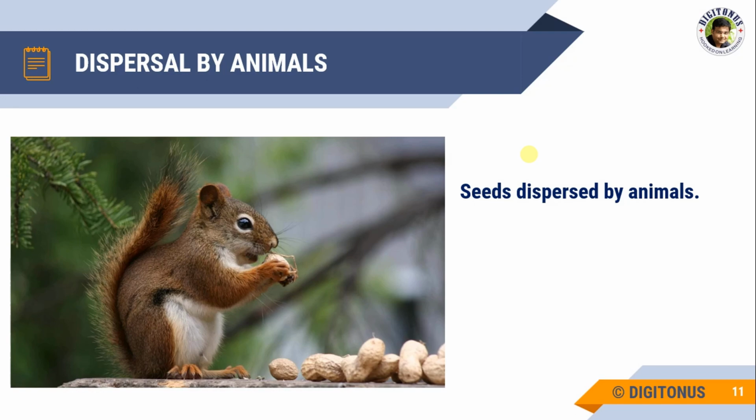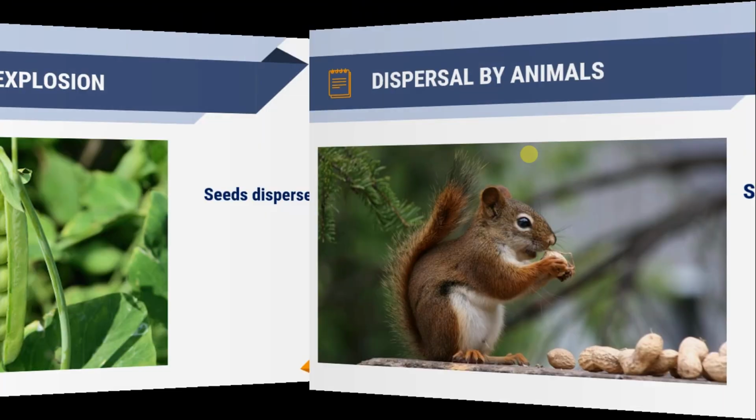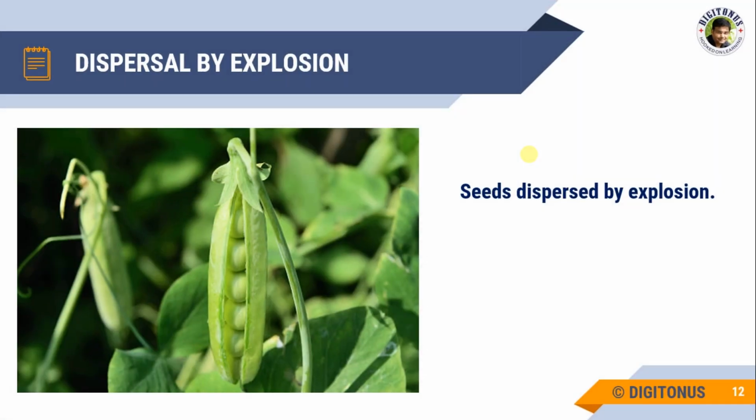Our last method of dispersal is dispersal by explosion. Some fruits explode when they become dry. The force of explosion helps the seed to scatter away. This is called dispersal by explosion. For example, pea and balsam seeds.